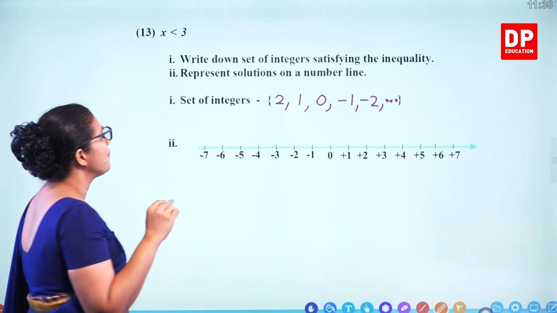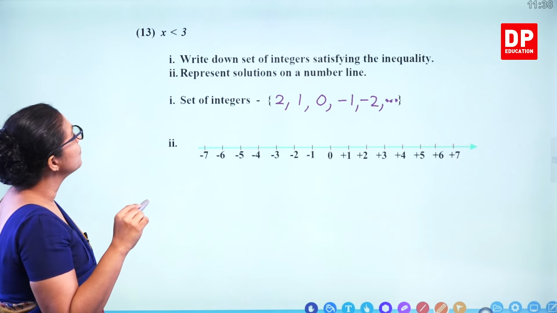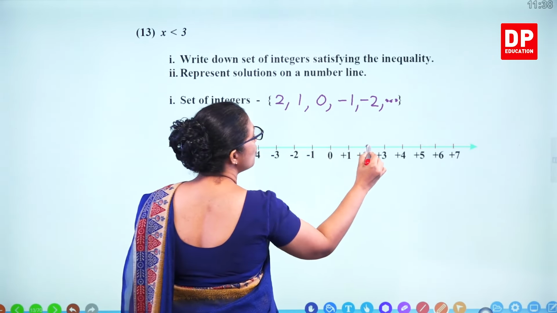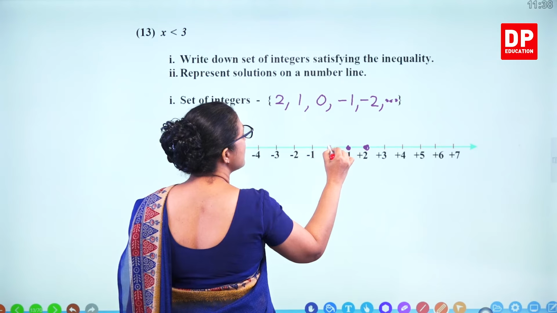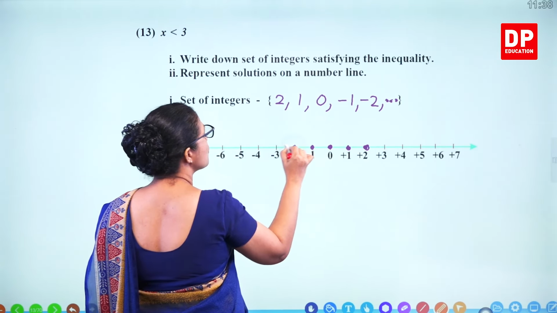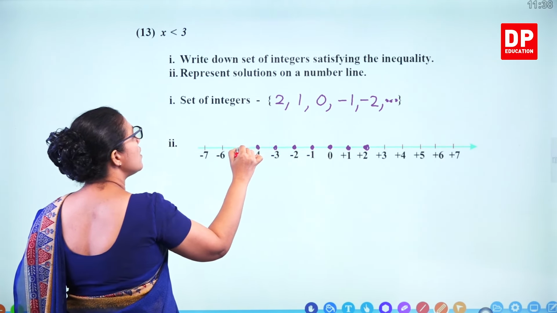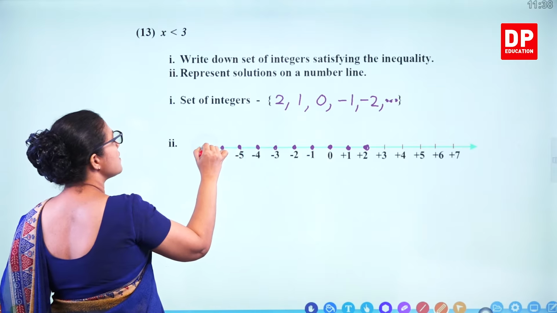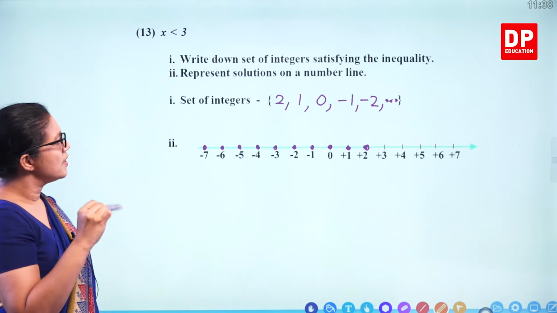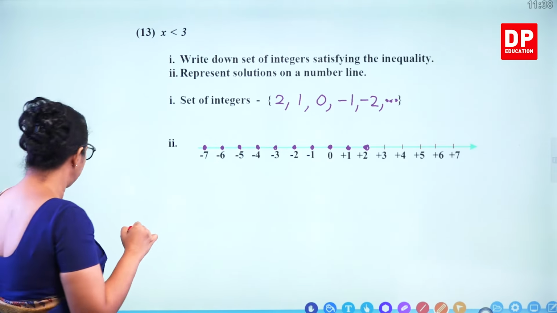3 dots there. So we can start from 2. 2, 1, 0, -1, -2, -3. All these integers satisfy this inequality. So you can put circles like that.